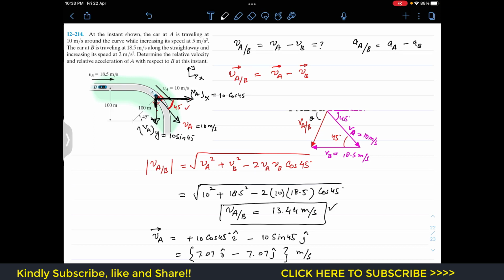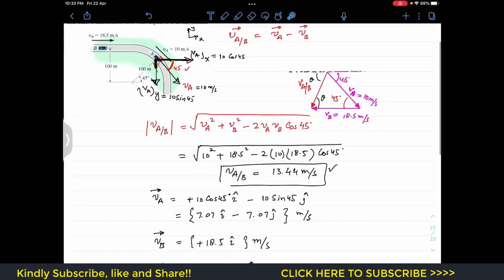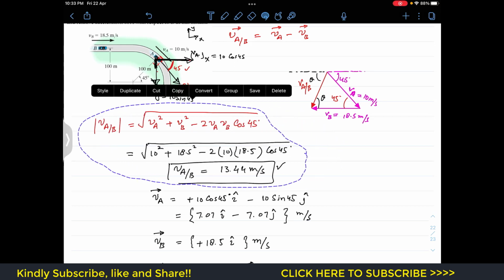So if this angle is theta, this angle is also theta, since both of these angles are alternate angles. So again, by using the sines law, we can find this theta. How can we find this? By using sines law. Let me put this on one side.